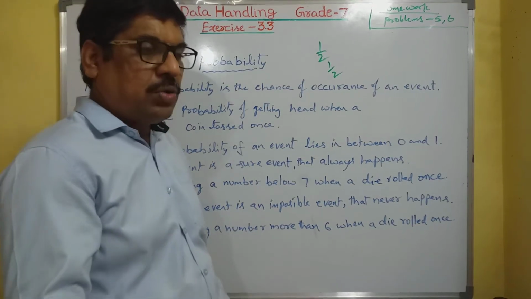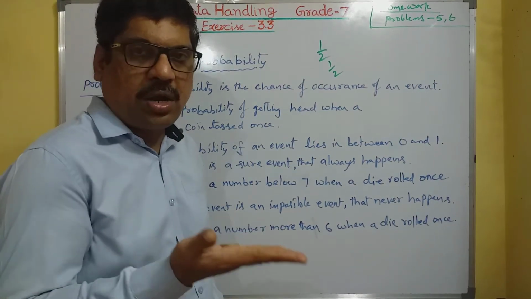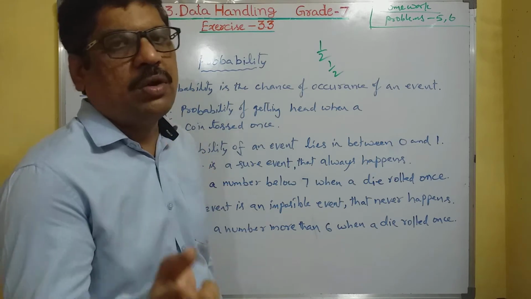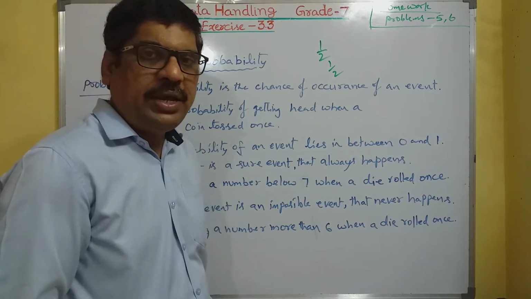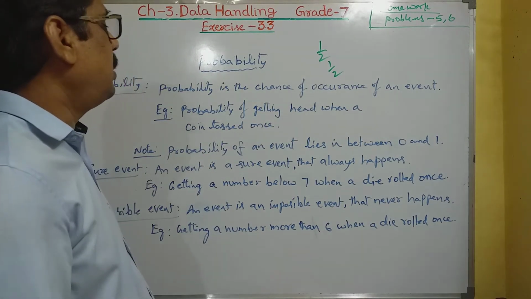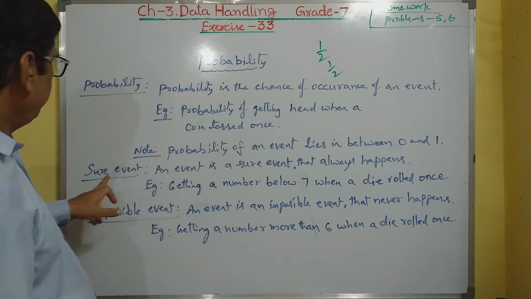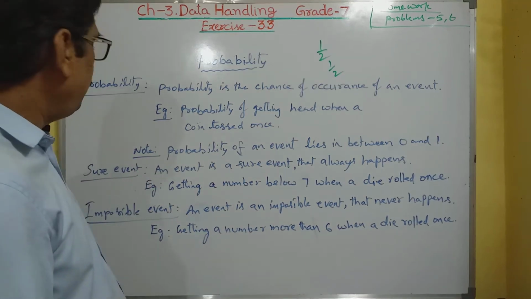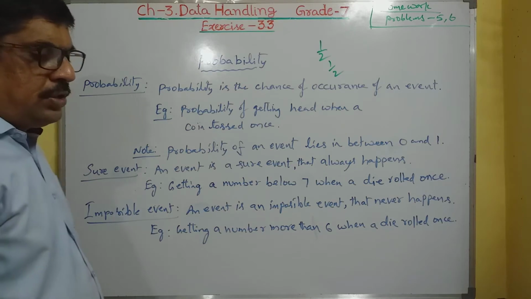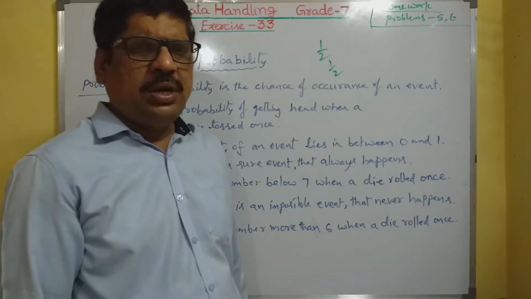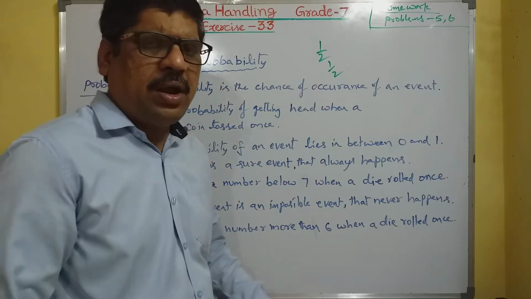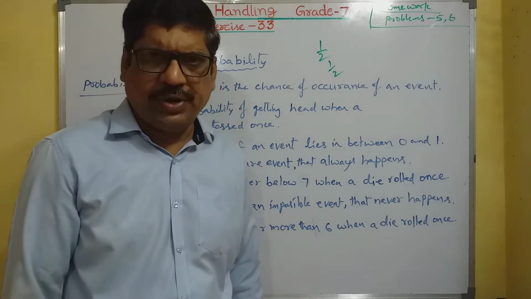Okay, if you have tossed a coin, you may get either head or tail. So you get only 1 out of 2. That is the probability of getting the selected one. So here, see, sure event. What is meant by sure event? An event which happens definitely, 100%, is called a sure event.